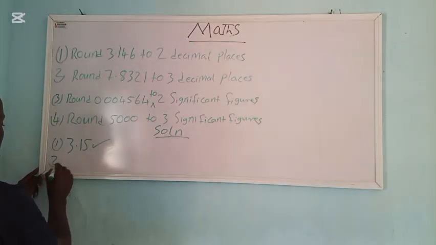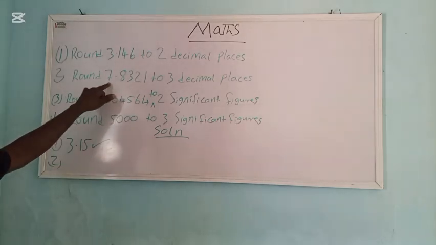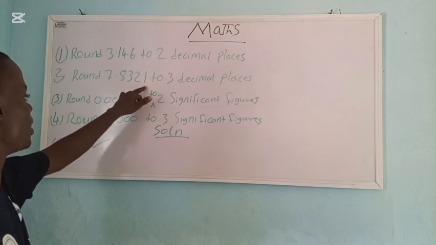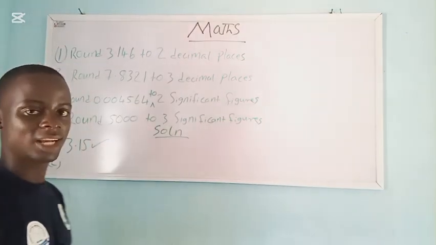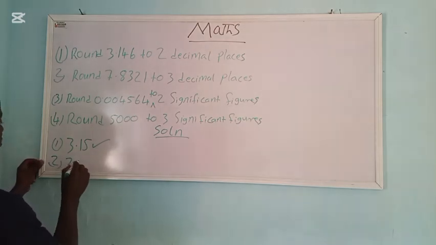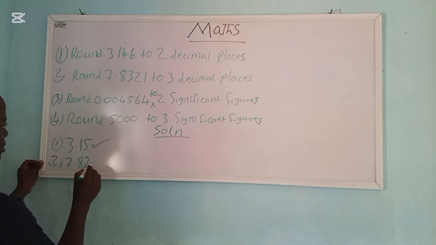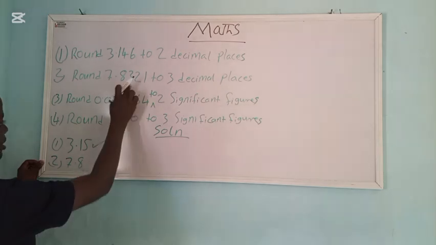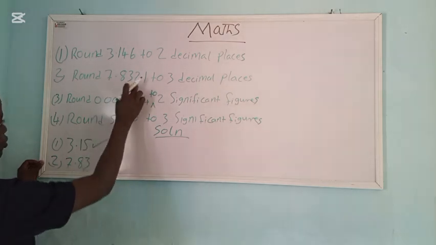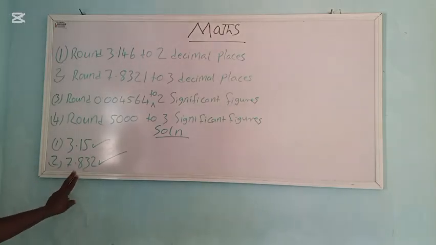Let's go to number 2. Number 2, they say round 7.8321 to 3 decimal places. So let's see. We'll have 7, then 8. This one is the first decimal, then the second decimal. 3 is the second decimal, then 2 is the third decimal. So now this is the answer for number 2.